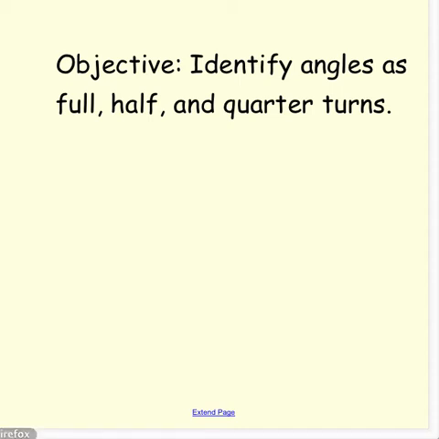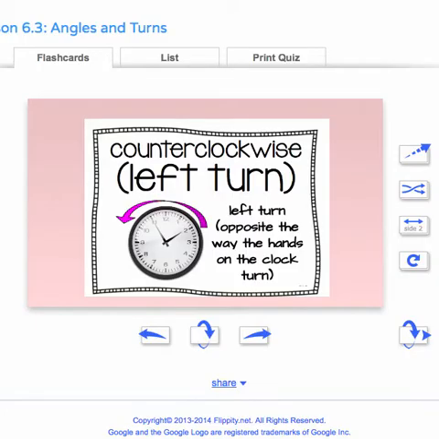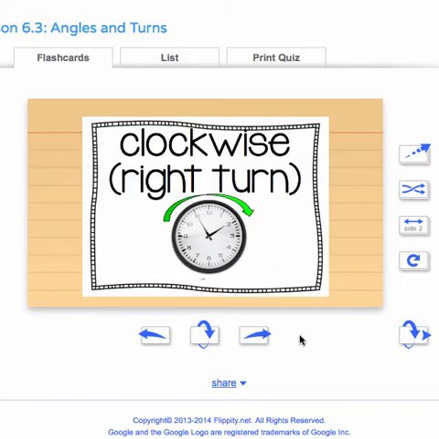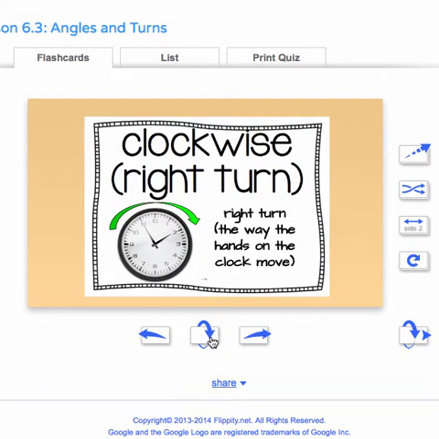Hi, today's objective is I can identify angles as full, half, and quarter turn. Counterclockwise, left turn. This is a left turn opposite the way the hands turn on the clock. Clockwise, right turn. This is a right turn, the way the hands on a clock move.